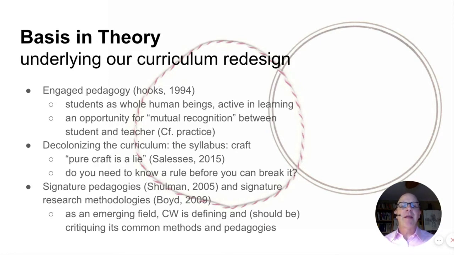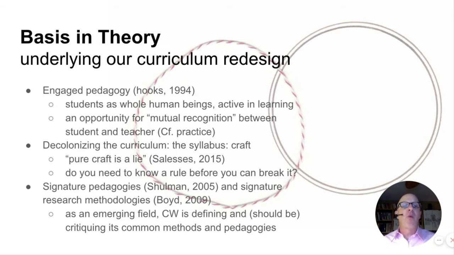In this way, we also paid attention to the activity of discipline formation, given that creative writing is a young and still defining discipline. And we especially took a critical look at our assumptions about what counts as research methodology in that newly defining discipline. So broadly, all of these theoretical considerations led us to one single conclusion. We really needed more space in the curriculum, although we were resistant to add more credits and courses.